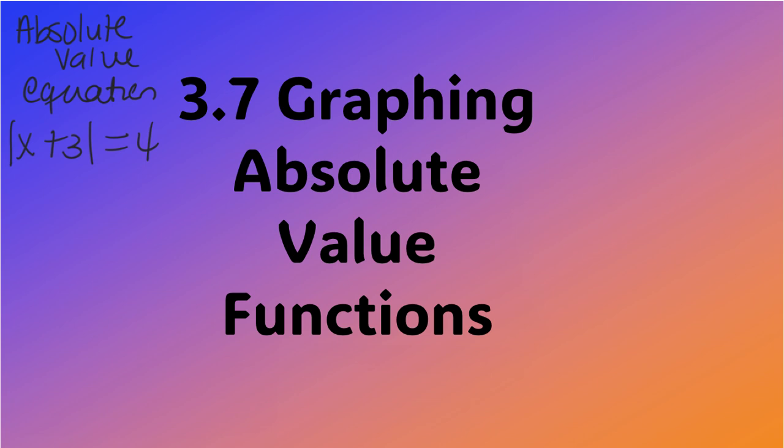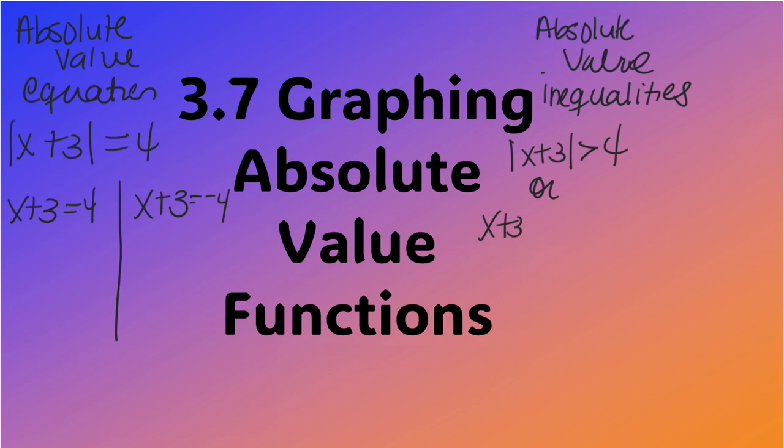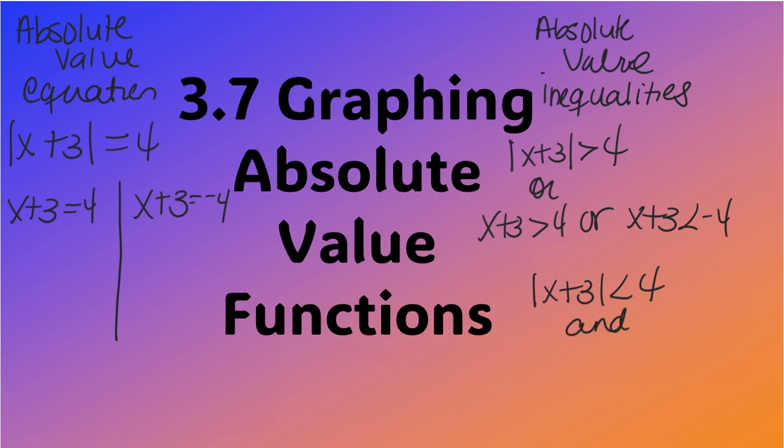So if we had this, we know that we had to split it into one positive and one negative, so it would have been x + 3 = 4 and x + 3 = -4. When we had it in absolute value inequalities, we had two different ones, right? We had |x + 3| > 4, which would have been "or," correct? We would have x + 3 > 4, or x + 3 < -4. If it would have been |x + 3| < 4, it would have been "and." Therefore, x + 3 < 4 and x + 3 > -4.